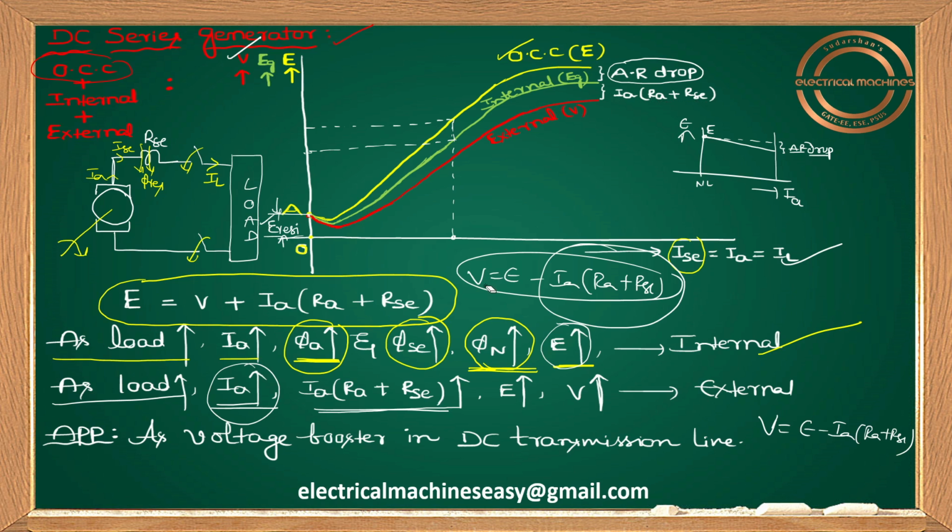You can see this equation, you can easily understand. V equal to E minus IA into RA plus RSC. So with respect to this E, you have to separate IA into RA plus RSC. Then only you get a V curve. Okay, guys. And one thing you have to understand.